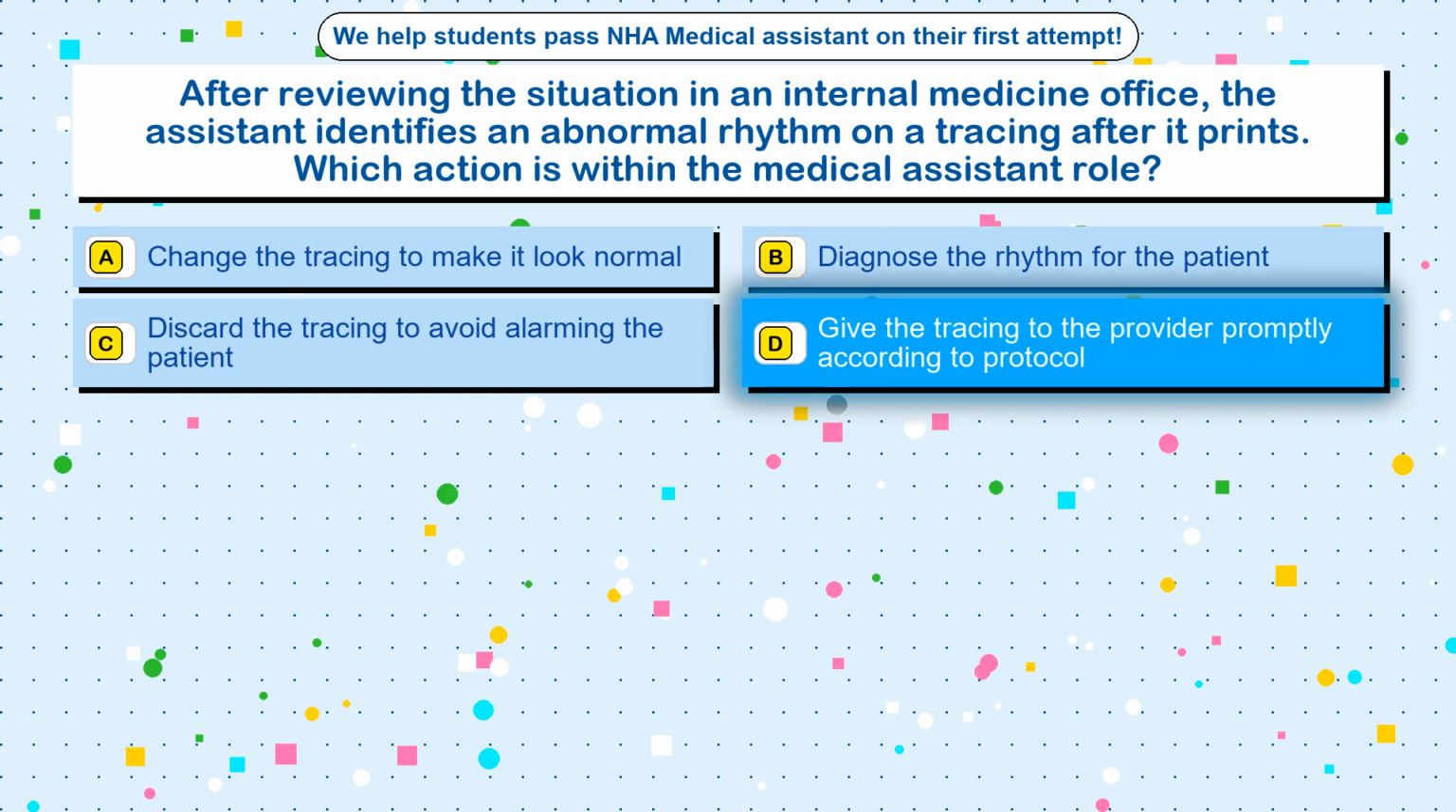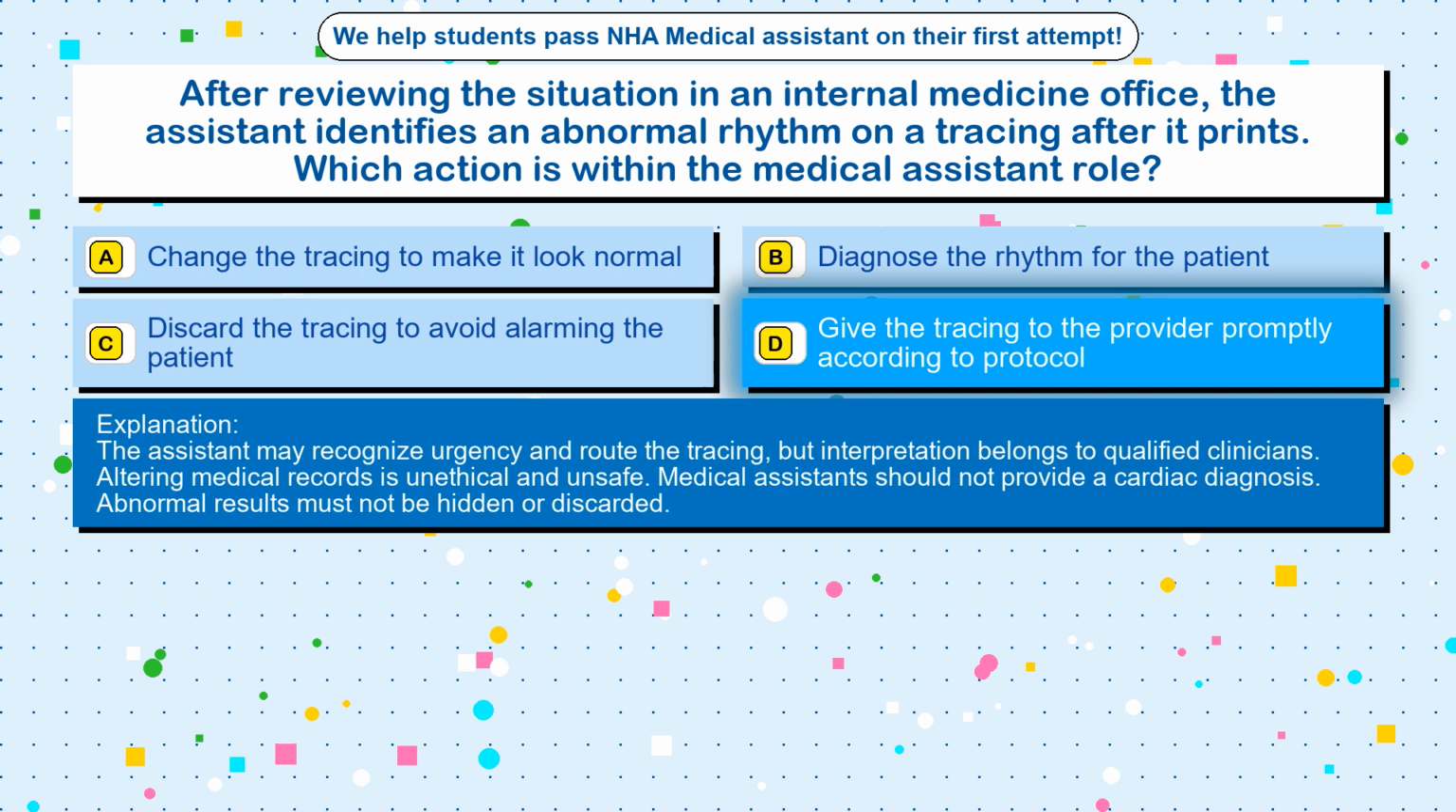The correct answer is option D, give the tracing to the provider promptly according to protocol. The assistant may recognize urgency and route the tracing, but interpretation belongs to qualified clinicians. Altering medical records is unethical and unsafe. Medical assistants should not provide a cardiac diagnosis. Abnormal results must not be hidden or discarded.